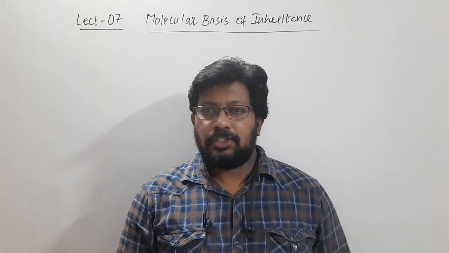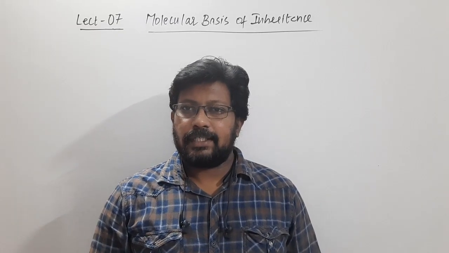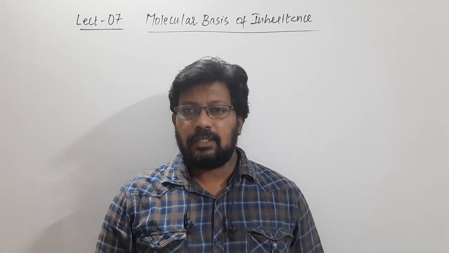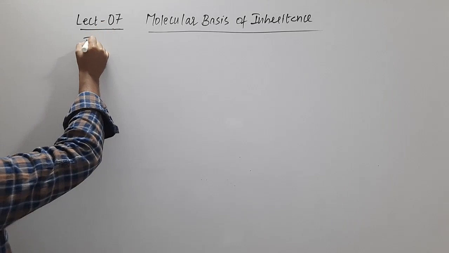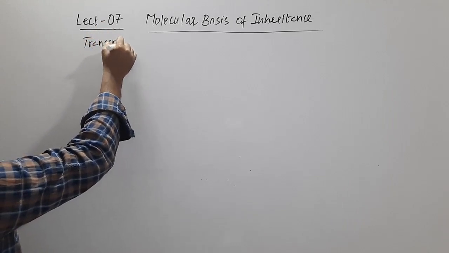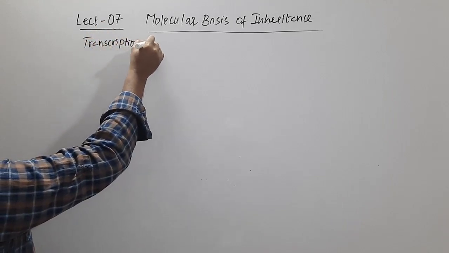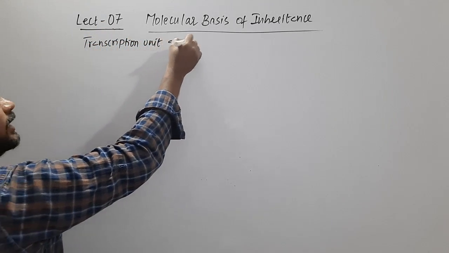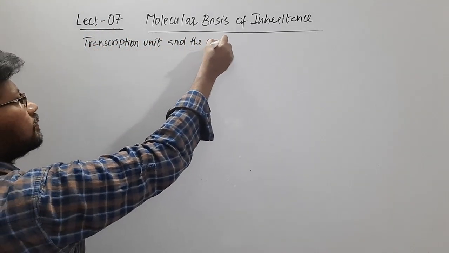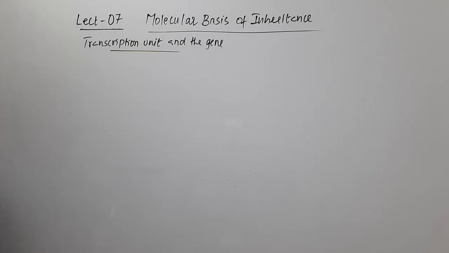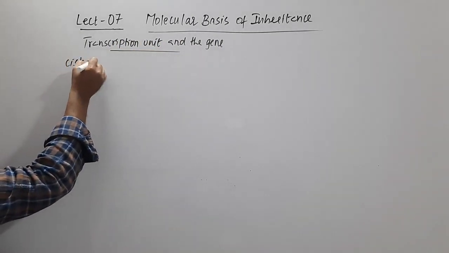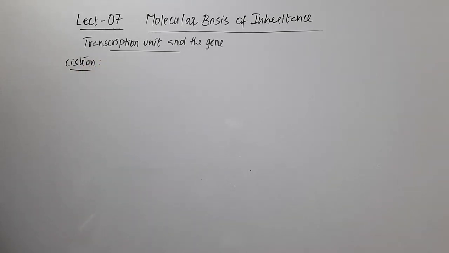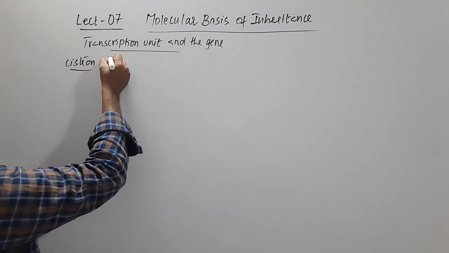Welcome. In this session, we will continue to understand the transcription unit and the gene. So let's see about transcription unit and the gene. In the last session, I mentioned what is a cistron. So this cistron is a segment of DNA that codes for a polypeptide.